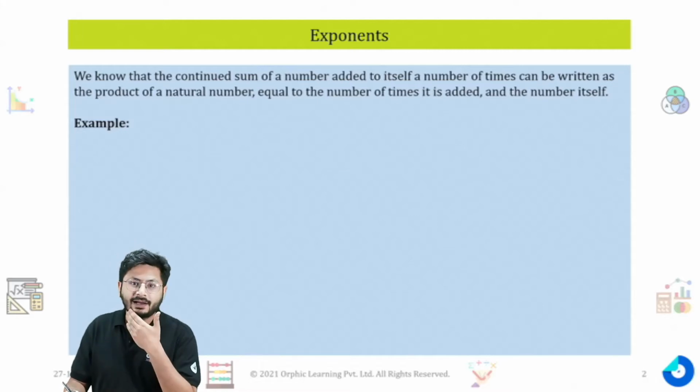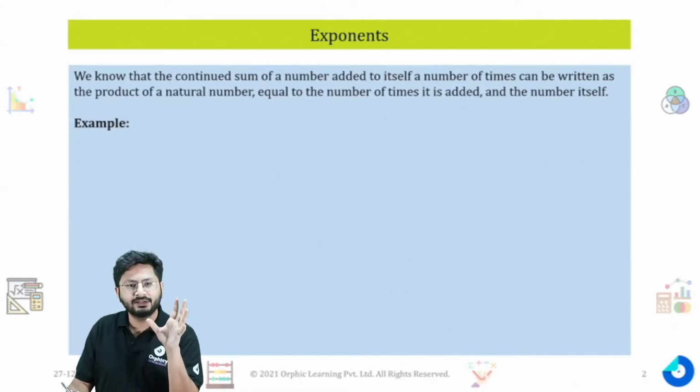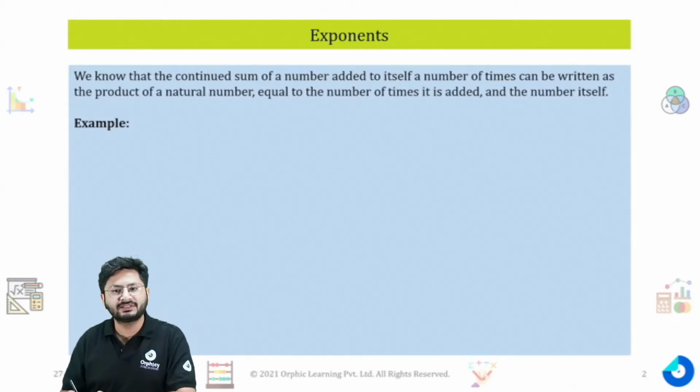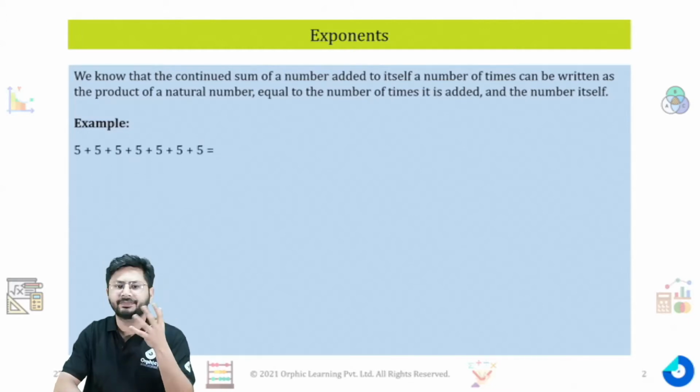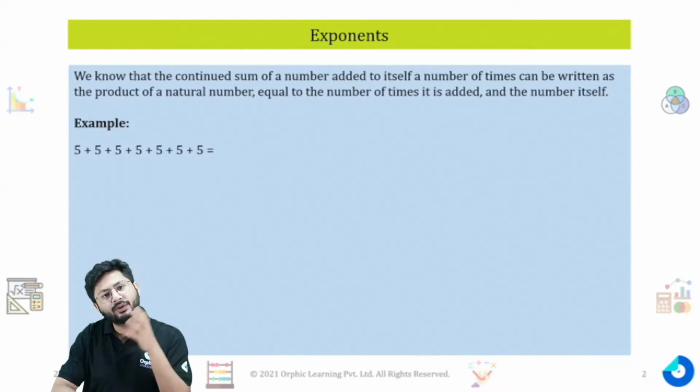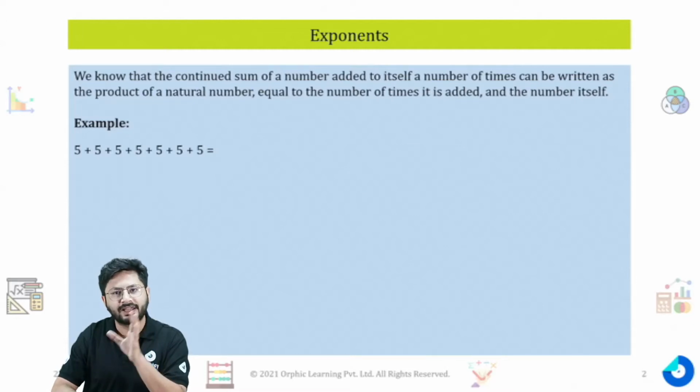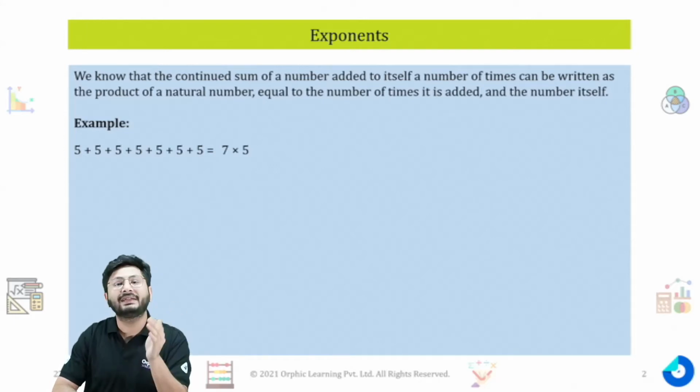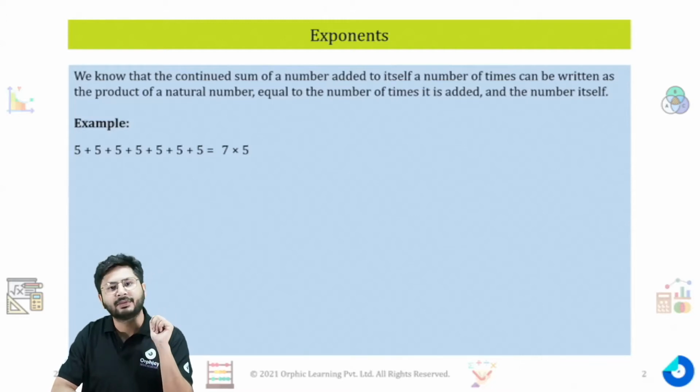Okay, so we'll start with the basic understanding of exponents. We know that the continued sum of a number added to itself a number of times can be written as the product of a natural number equal to the number of times it is added and the number itself. Basically, if I want to add 5 to itself 7 times, I'll write it as 5 plus 5 plus 5 plus 5 plus 5 plus 5 plus 5. So what can we say? That it is equal to 7 times 5 added to itself, so it will be written as 7 into 5. We all are familiar with this thing.